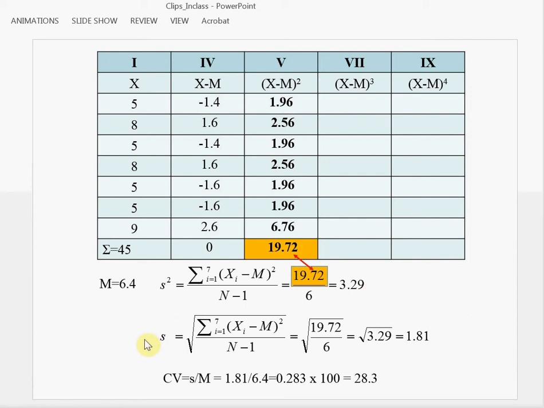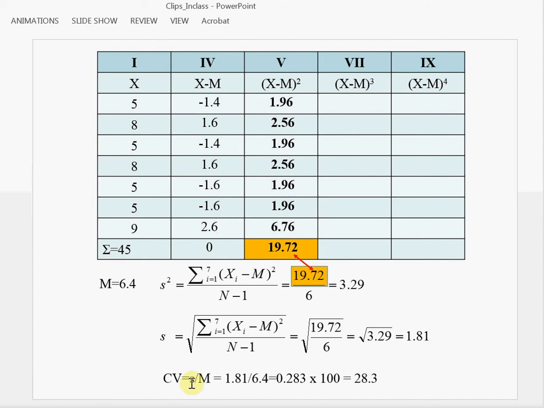To calculate the sample standard deviation, this is the formula, which is simply the square root of sample variance. So after you obtain sample variance, you can simply find the square root of it to obtain sample standard deviation. In our case, sample variance is 3.29, and the square root of 3.29 is 1.81. So the sample standard deviation is 1.81.